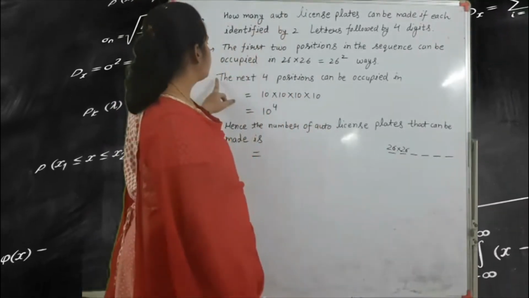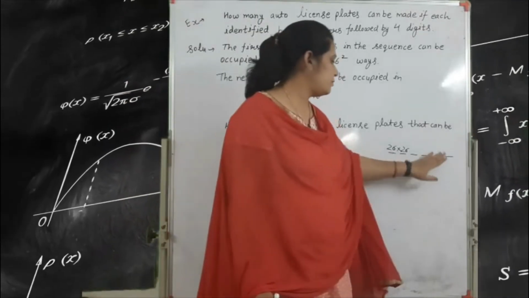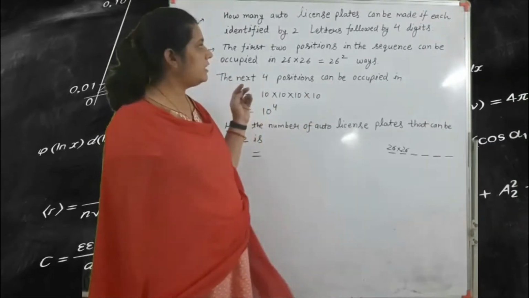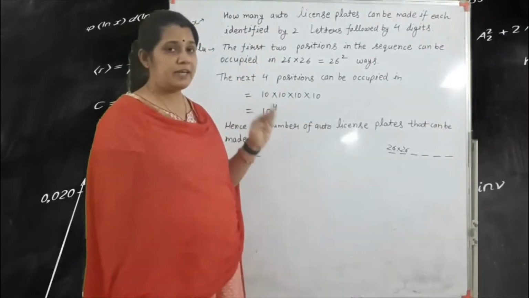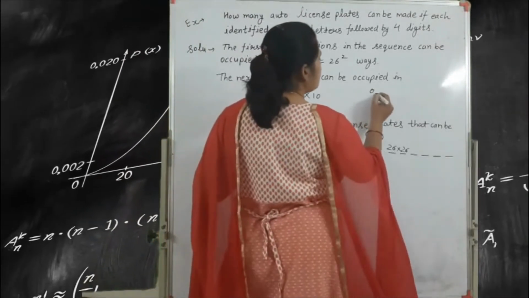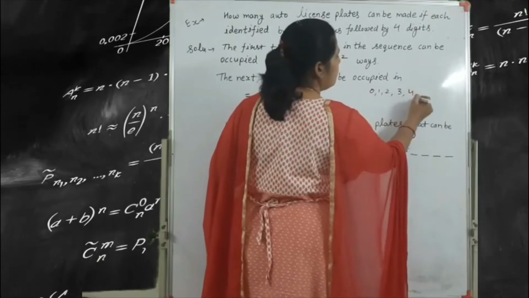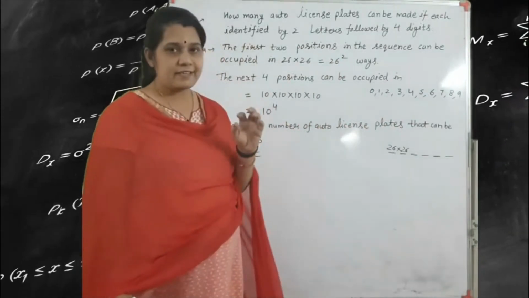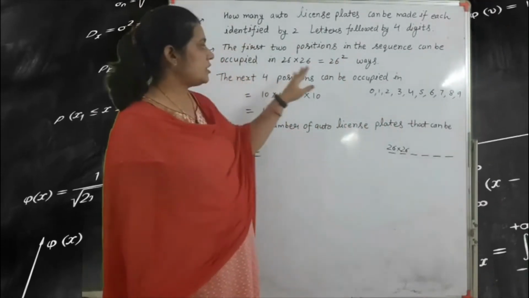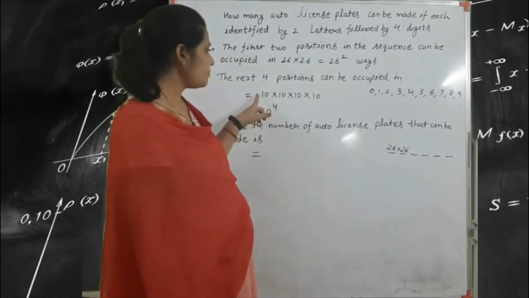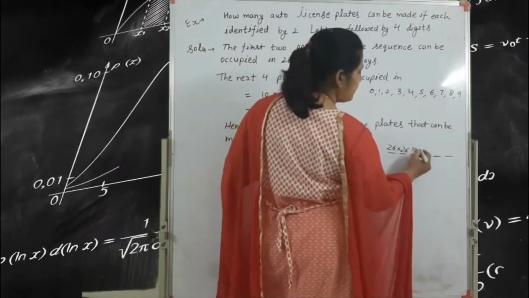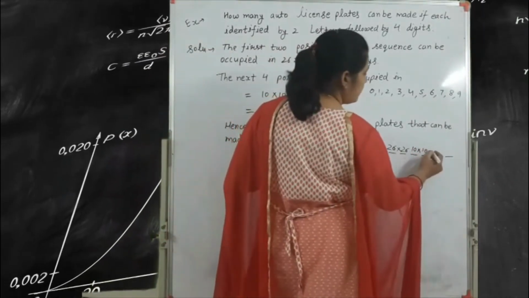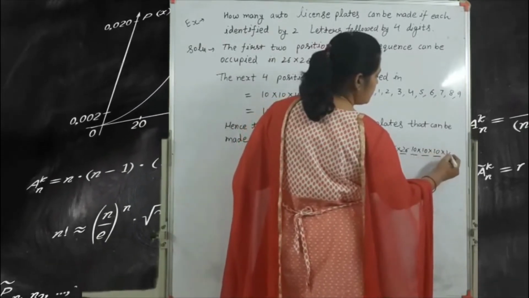This is the first two positions of the auto license plate. Next, there are four positions here. The next four positions can be occupied by digits. So we have 0, 1, 2, 3, 4, 5, 6, 7, 8 and 9, a total of 10 digits. For the first position we can write any of 0 to 9. The second position is also 10, the third position is also 10, and the fourth position is also 10.